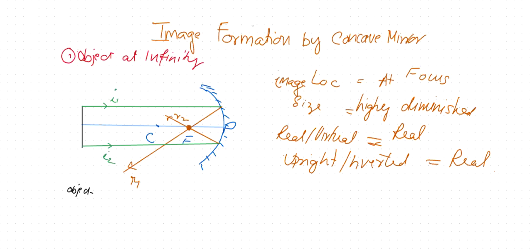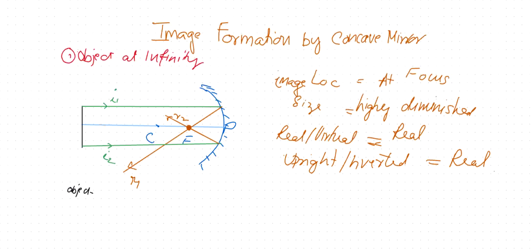We take an object which goes above and below the principal axis. The two incident rays that we take are both parallel to the principal axis, and we know these rays get reflected through the focus, so they both get reflected through the focus and our image is formed at the focus. And the rest you can see: it is at focus, highly diminished, real and inverted. Now let's move on to the next case.